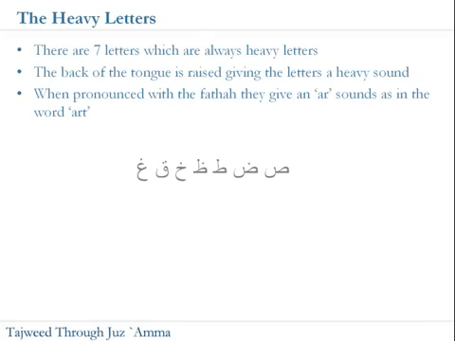So we'll just have a look at these. First, this is a list of the actual letters which are classed as heavy letters. We have the sad, the dad, the ta, the dha, the kha, the qaf, and the ghain. Now we've put here a set of Arabic letters, and for most of the heavy letters, we've paired up the counterpart in the light letters. Let's take an example here.